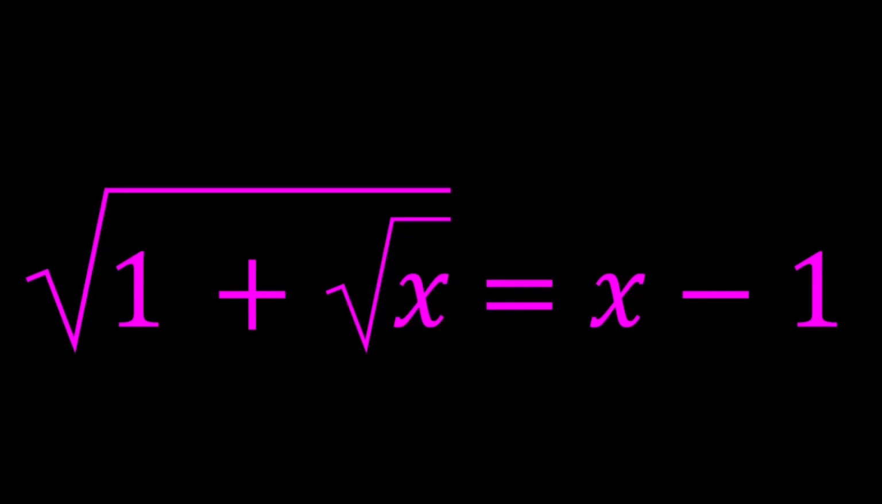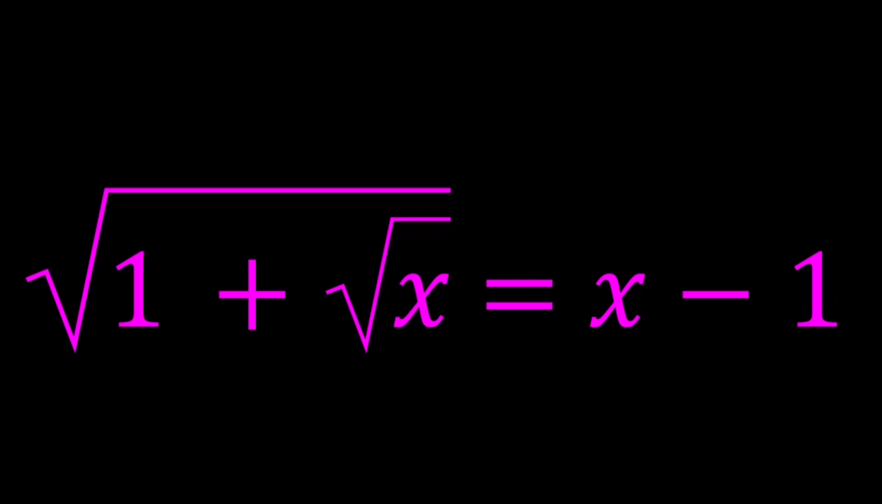Hello everyone. In this video we're going to be solving a radical equation. We have square root of 1 plus square root of x equals x minus 1, and we're going to be solving for x values in two different ways. I'm pretty sure there are other ways to do it, but I'll be presenting two methods, and we're going to be looking for real solutions mainly, but we can also talk about complex solutions in the comment section down below.